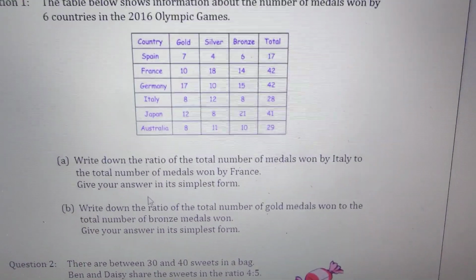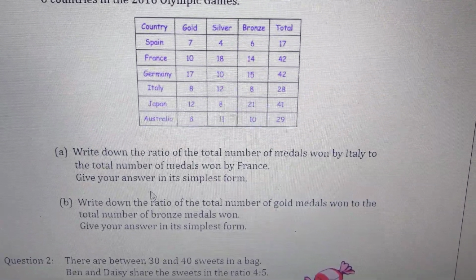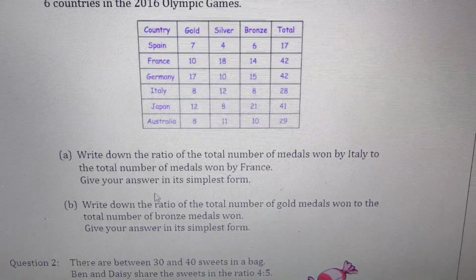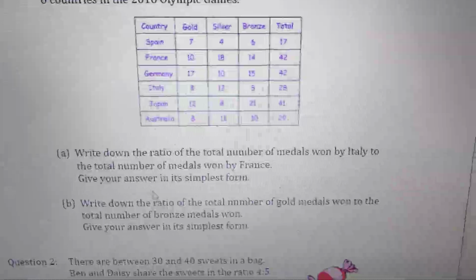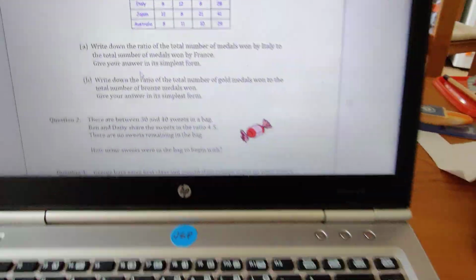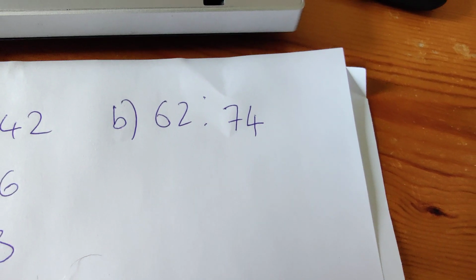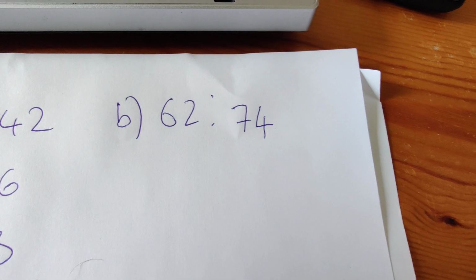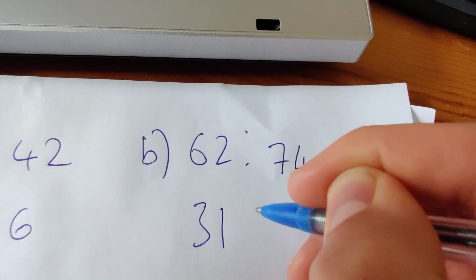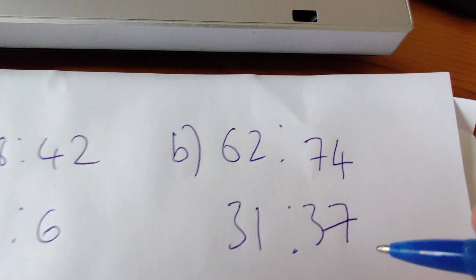Total number of bronze medals, 6 and 14, and 15 and 8, and 21 and 10, gives me 74. So it's going to be 62 to 74. Again, I need to look for those common factors. The only one I can really see on this one has got a common factor of 2. So I'm going to divide by 2. Gives me 31 to 37.